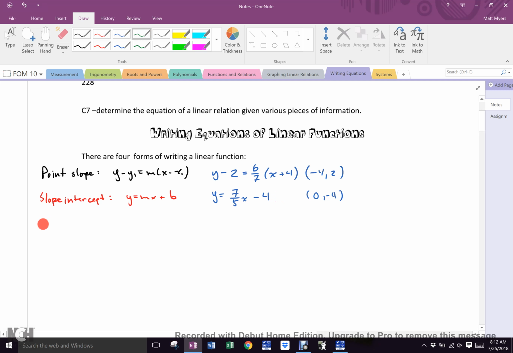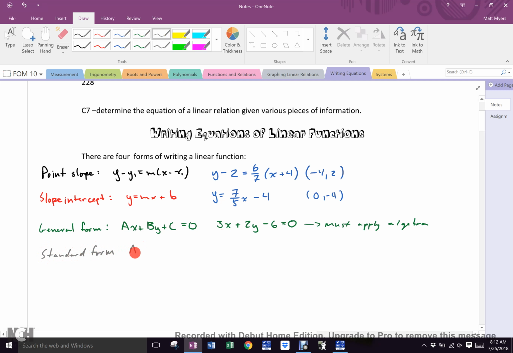And the third one. General form. Now, the thing about general form is, as it's written, does it tell us anything about the graph? As it's written? No. We can't do anything with this. We must apply algebra before we can do anything with that. And that is the same for his ugly cousin, which is standard form, ax plus by equals c, 3x plus 2y equals 6. And again, algebra.